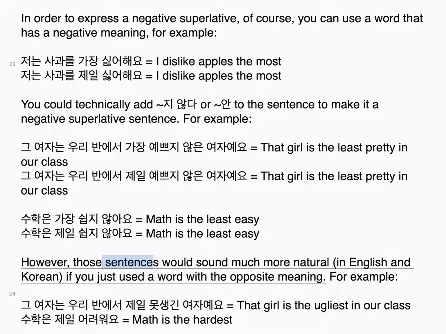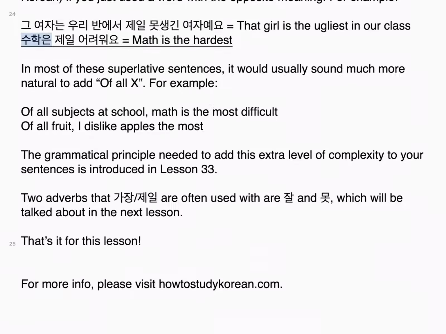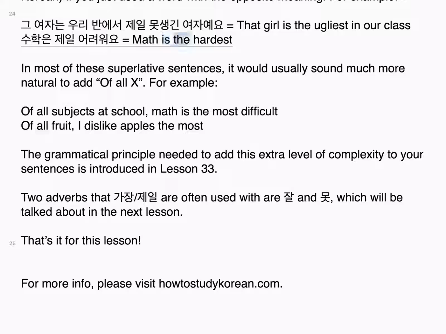However, those sentences would sound much more natural in English and Korean if you just used a word with the opposite meaning. For example, 그 여자는 우리 반에서 제일 못생긴 여자예요. That girl is the ugliest in our class. 수학은 제일 어려워요. Math is the hardest.